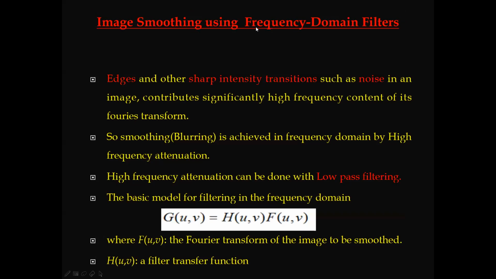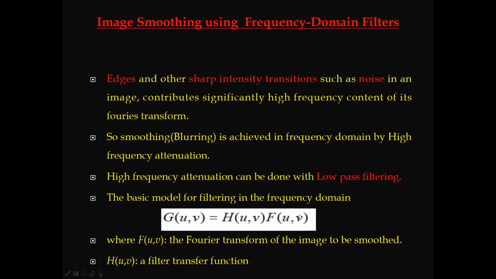Next, image smoothing using frequency domain filter. Generally, edges and other sharp intensity transitions such as noise in an image contribute significant high frequency content to its Fourier transform. So smoothing, that is blurring, is achieved in the frequency domain by using high frequency attenuation. High frequency attenuation can be done with low pass filtering. So please try to remember, smoothing filters are nothing but low pass filters.